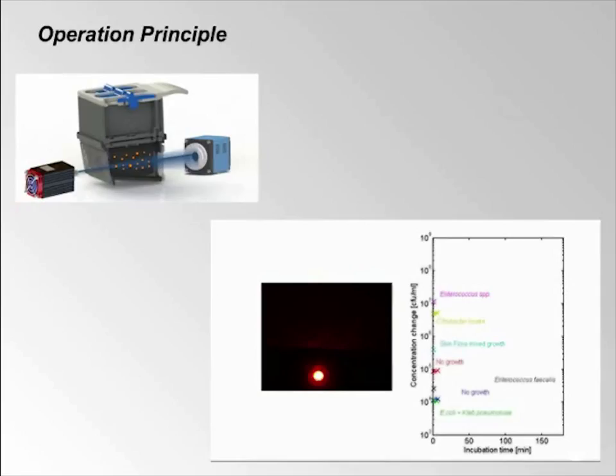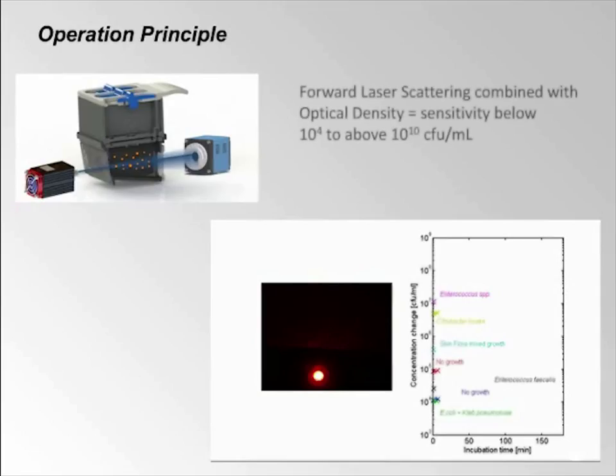The operating principle of the BacterioScan is forward laser scattering combined with optical density measurements, providing a sensitivity from below 10 to the 4th to above 10 to the 10th CFU per ml. Most of you are familiar with the fact that when we talk about urines, we're talking about 10 to the 4th to 10 to the 5th or above as being consistent with a urinary tract infection. So what we want from the urine screen is to find out whether the urine taken from that patient contains 10 to the 4th or greater organisms.